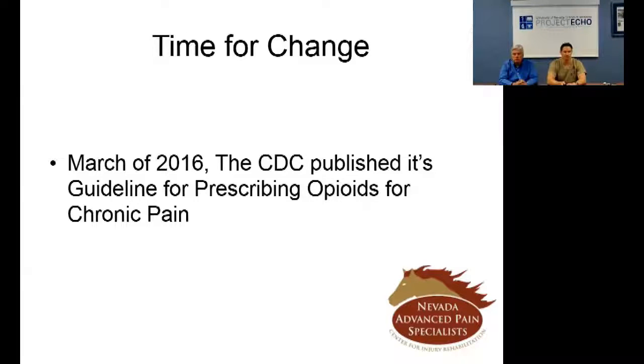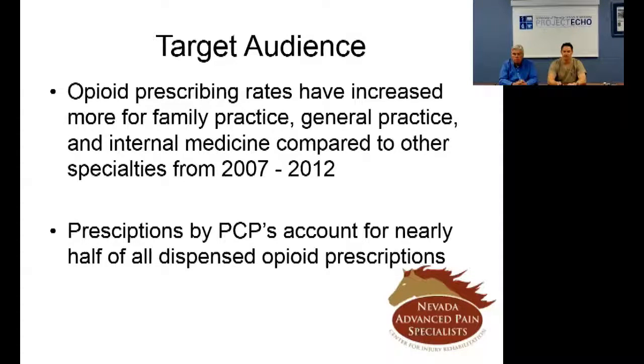So that led to a time for change, in which the CDC came out and posted guidelines in March of 2016 giving advice to physicians on how to prescribe opiates for chronic non-cancer pain. The target audience is family practice, general practice, or internal medicine. They saw a trend between 2007 and 2012 that those areas had increased their prescriptions of opiates, while other specialties had not, and that greater than 50% of all opioid prescriptions come from primary care physicians.